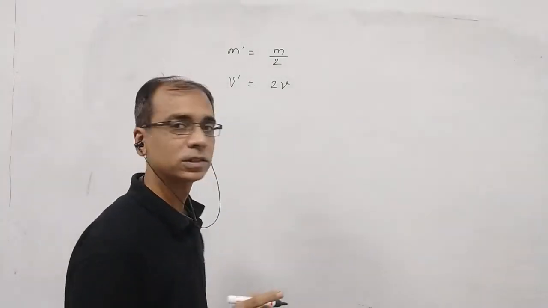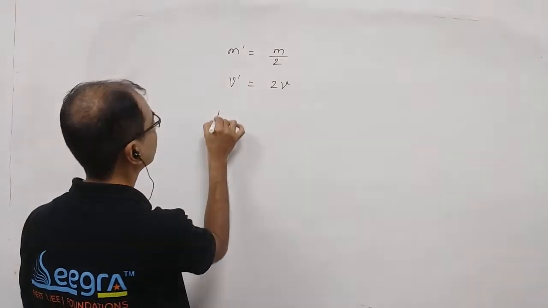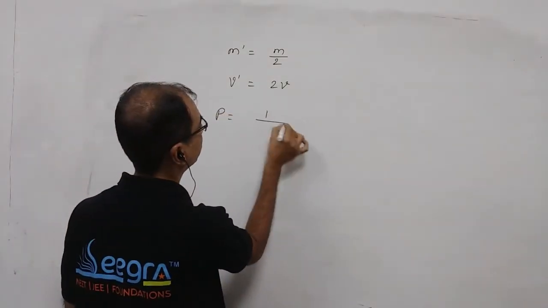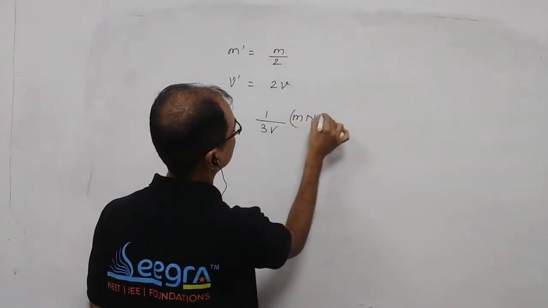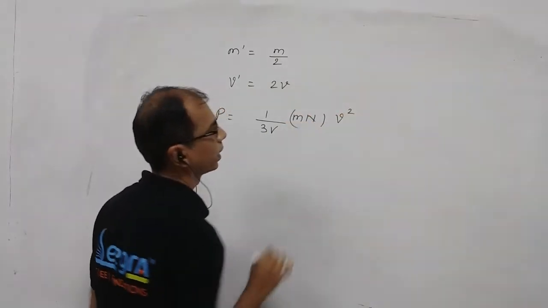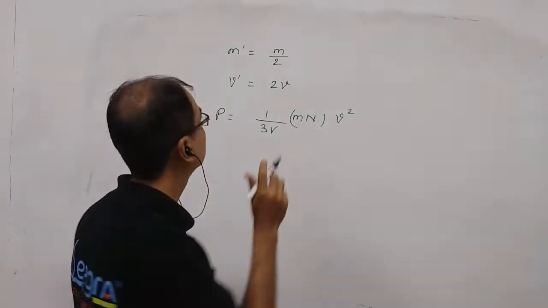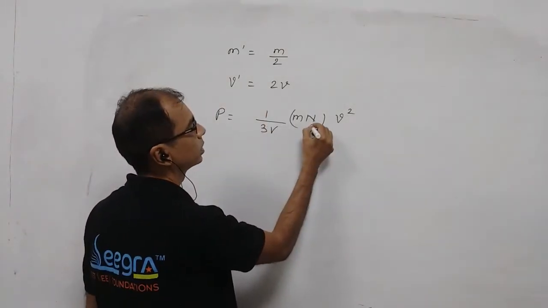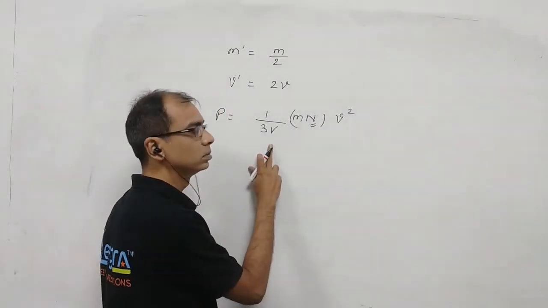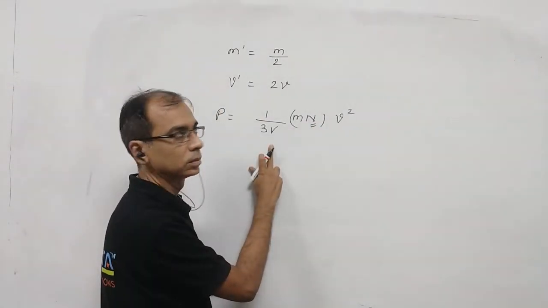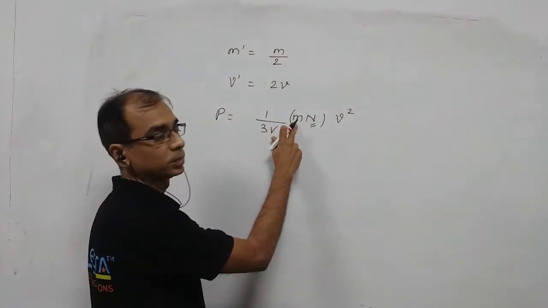So first of all, let's remember the pressure formula. If you remember correctly, P equals 1 by 3V m n VRMS square. This was the formula we got. He is not saying anything about the number of molecules, let them be same. He didn't say anything about the volume. He says the mass of the molecules will become half.